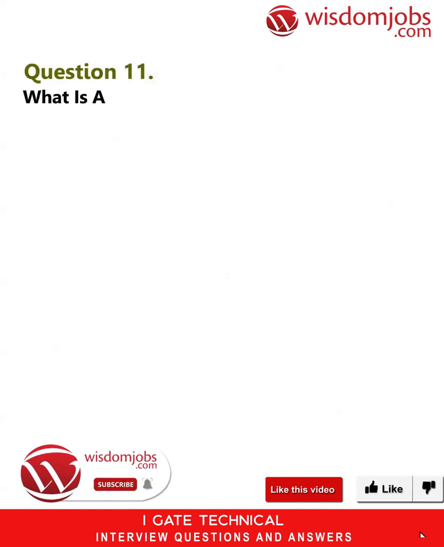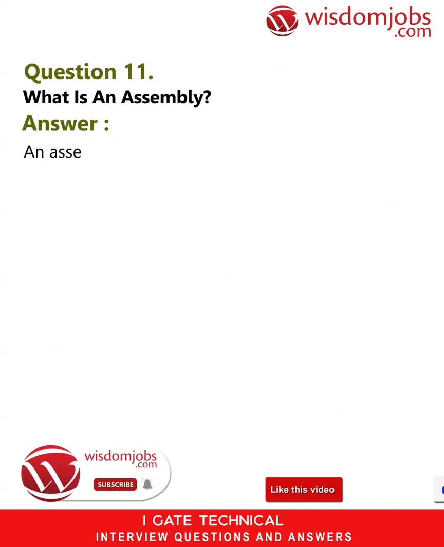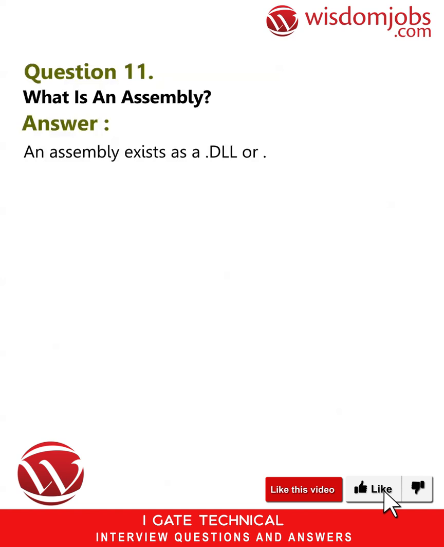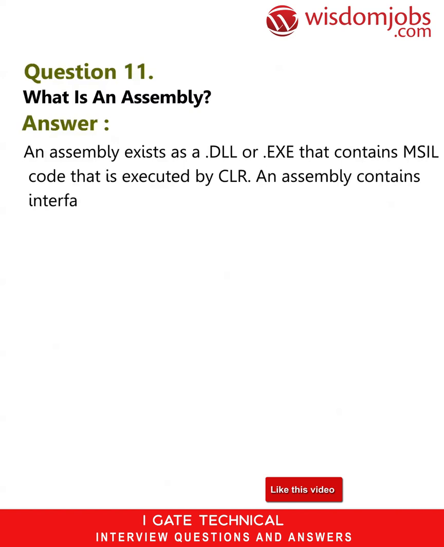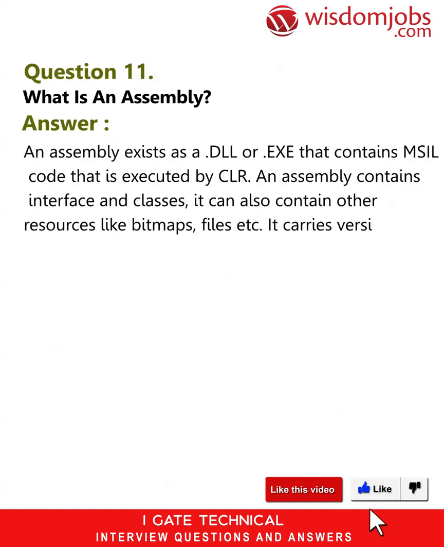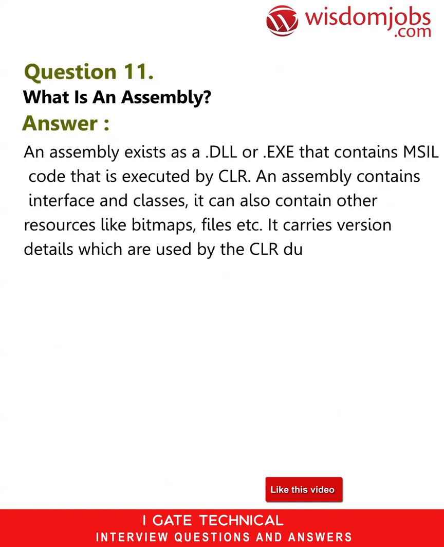Question 11. What is an assembly? Answer. An assembly exists as a .dll or .exe that contains MSIL code that is executed by CLR. An assembly contains interfaces and classes. It can also contain other resources like bitmaps, files, etc. It carries version details which are used by the CLR during execution.